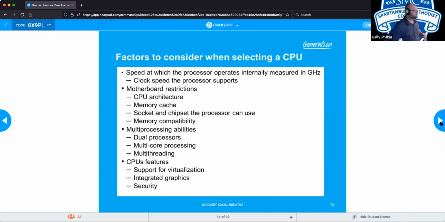There we go. Things to consider when you are selecting your central processing unit. The speed, obviously, is one of the most important factors that we all consider when we're looking for RAM and processing units. Like, how fast does it go? It's usually one of the first questions outside of how much does it cost. So we want to know how fast it can make those computations. And it typically is measured internally in gigahertz, and it's what clock speeds the processor itself will support.